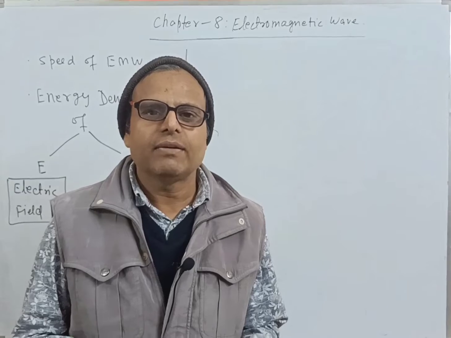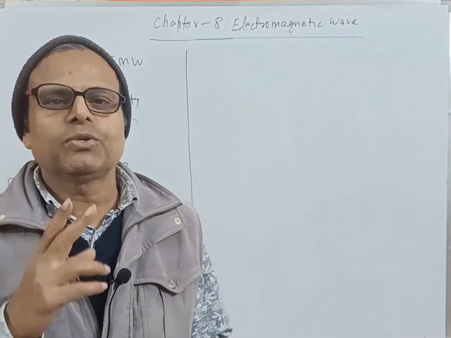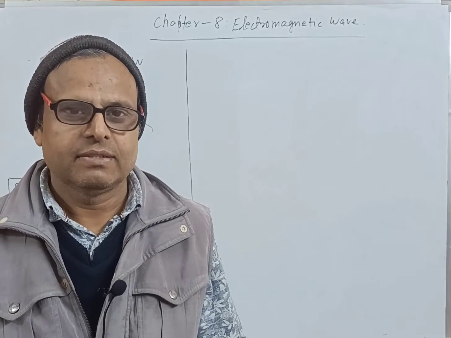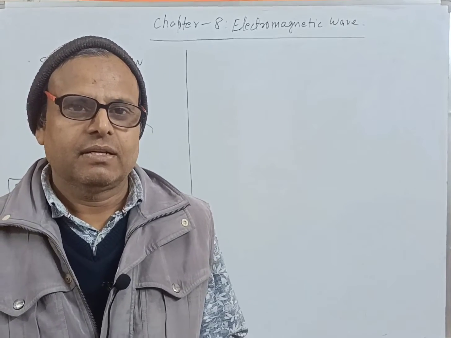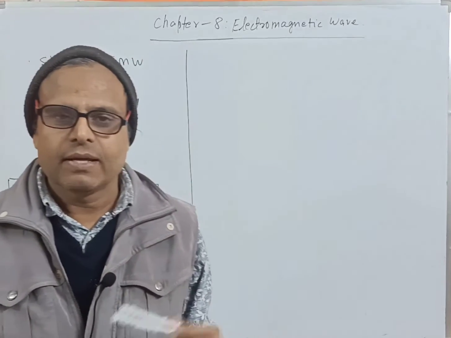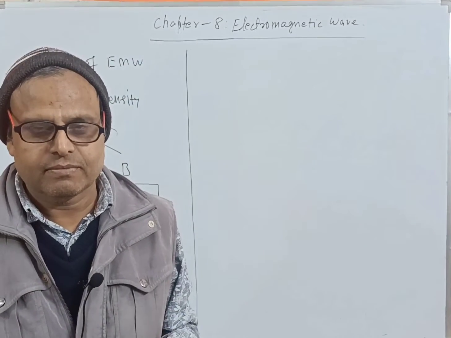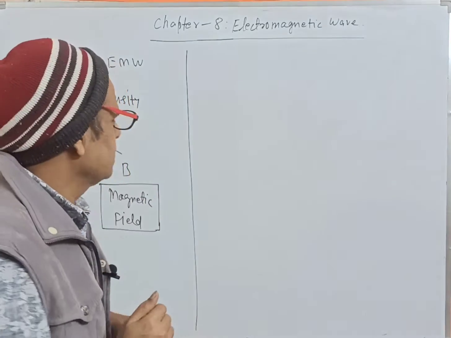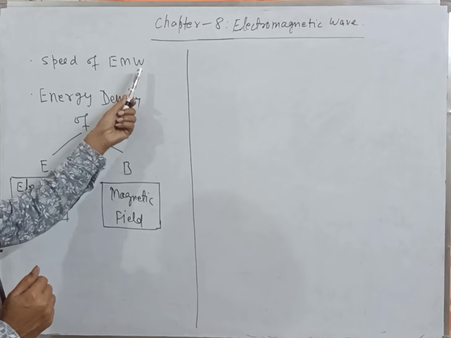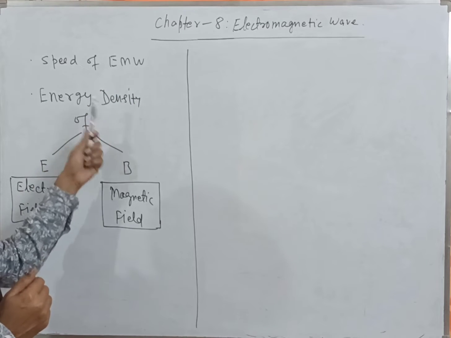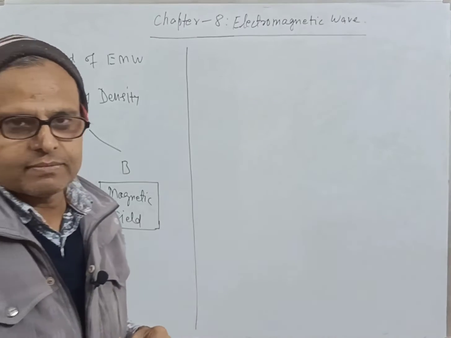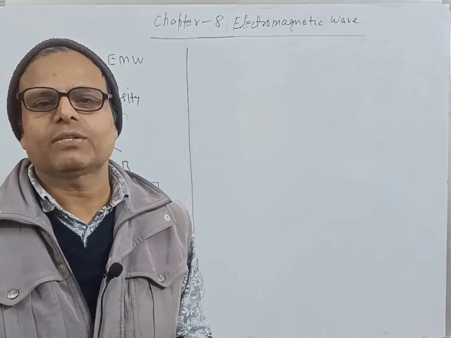Today I will begin with two important contents of chapter 8, named Electromagnetic Wave. In this chapter, today's important content is the speed of electromagnetic wave and the energy density of electric field and magnetic field. Speed of electromagnetic wave.